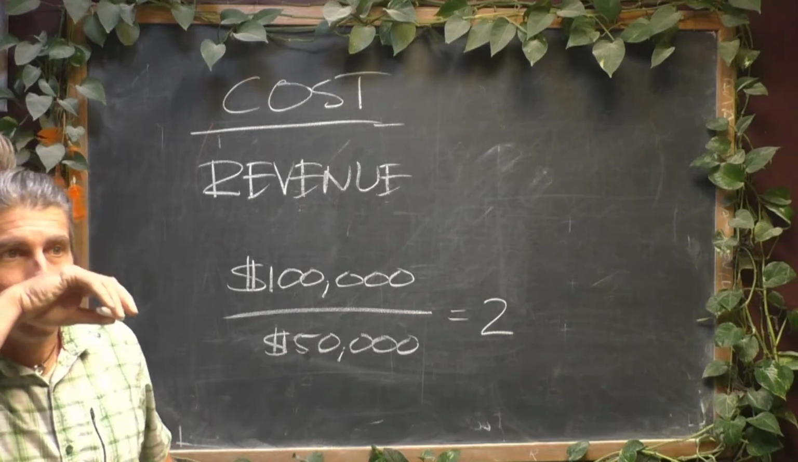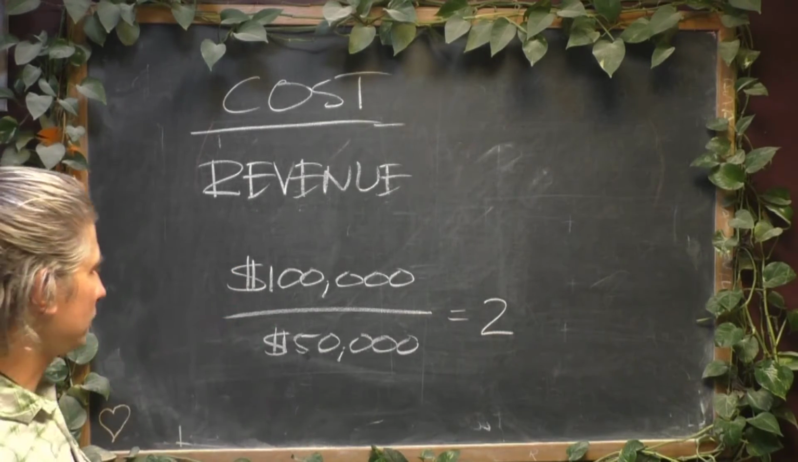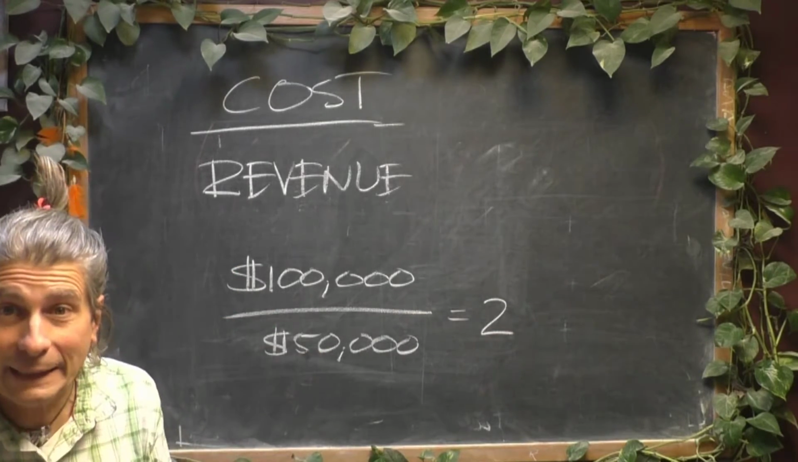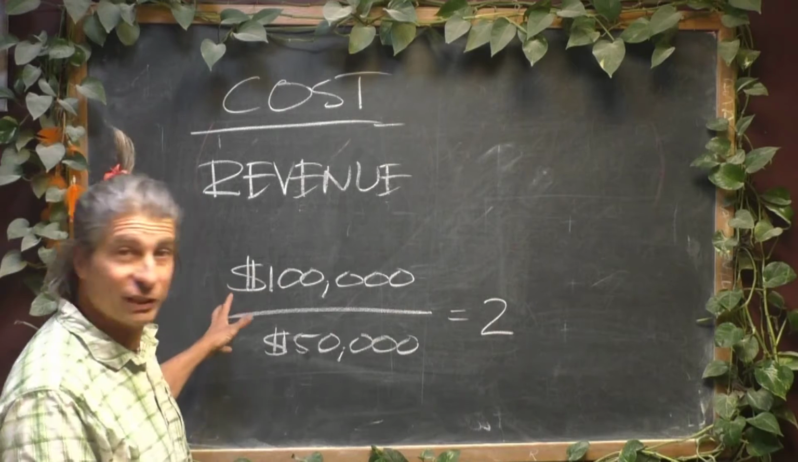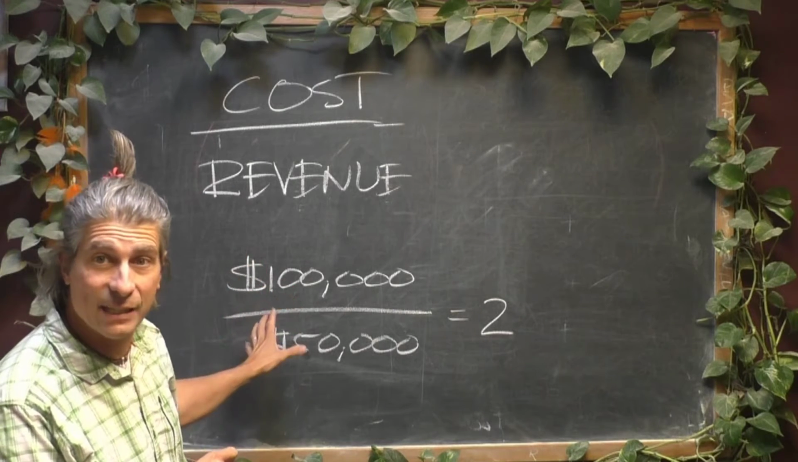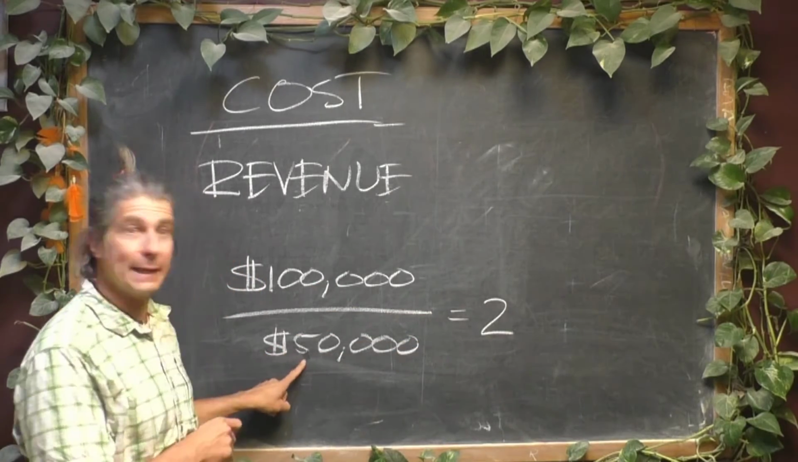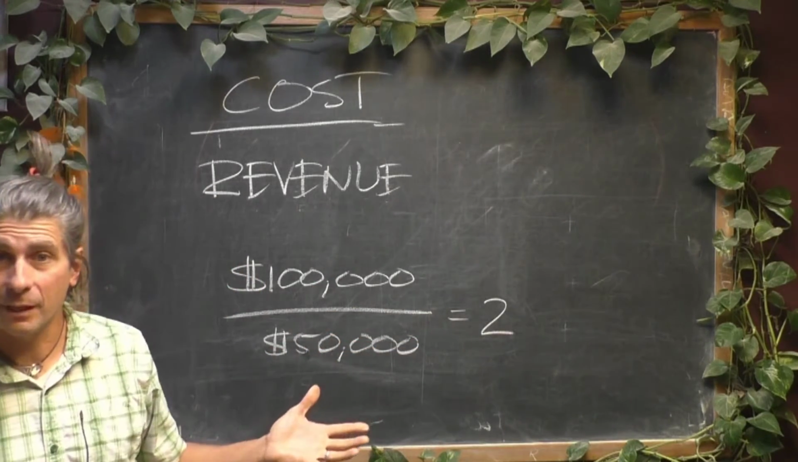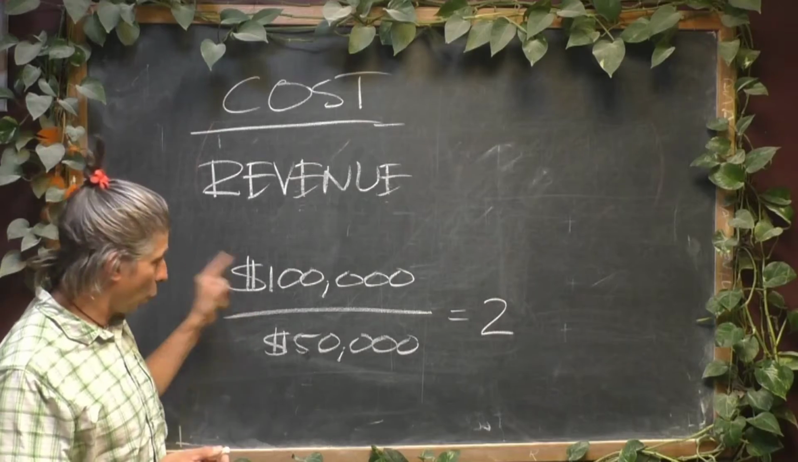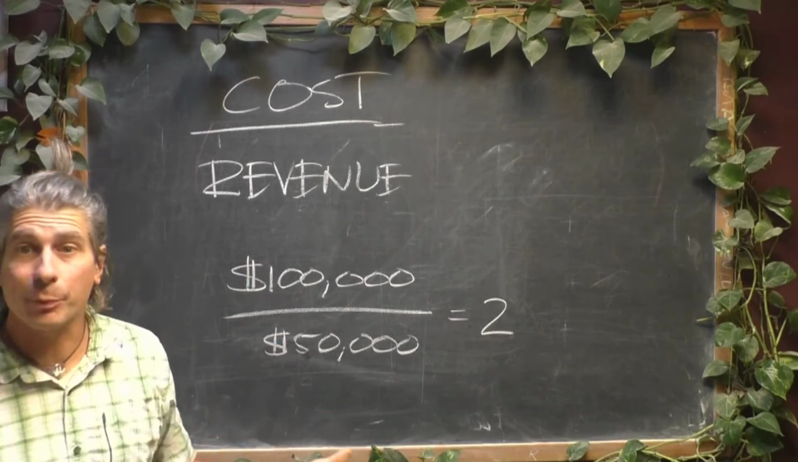So what does that mean? Well, what it means, in short, is whatever course this is, or set of courses this is, costs twice as much as it brings in. And that's all it means. It means this set of courses right here costs twice as much as it brings in. Period.